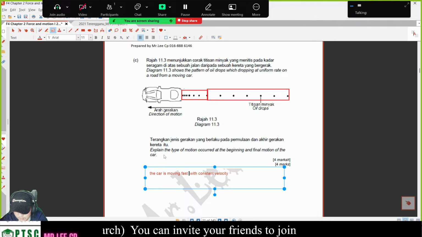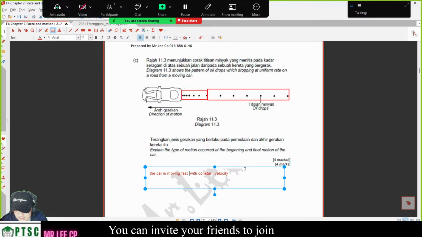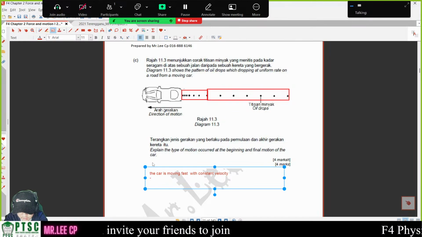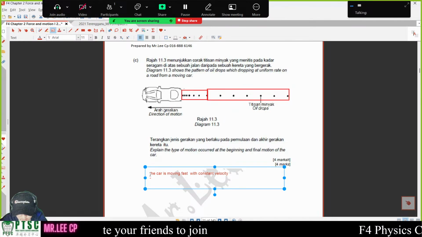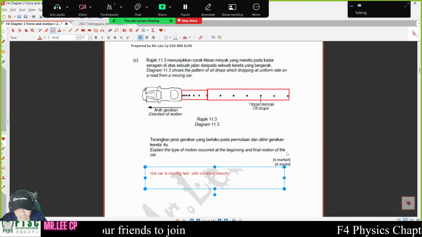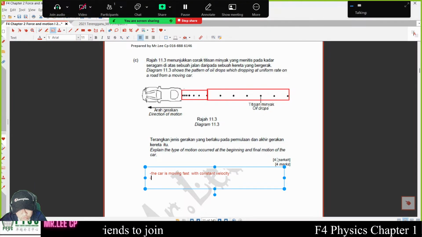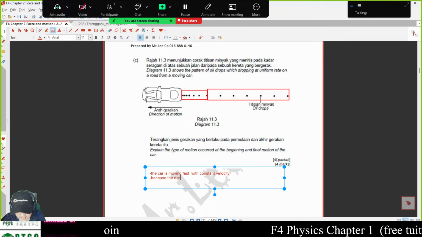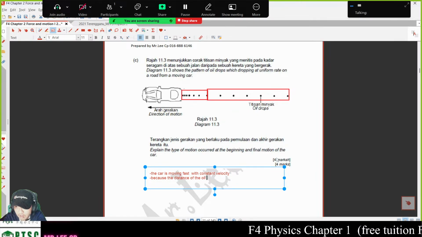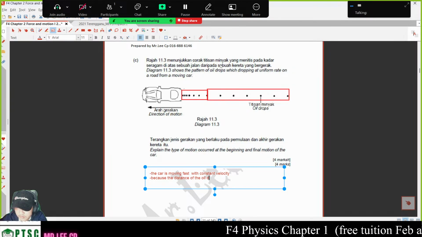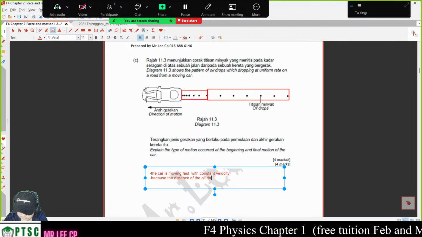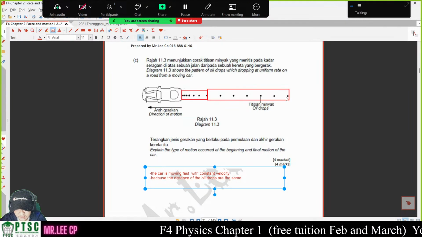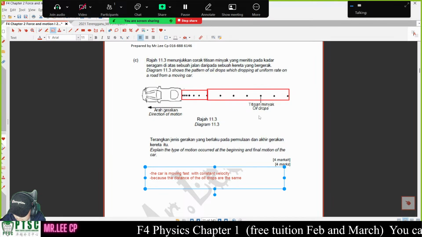the final motion of the car, it is here, deceleration. Right? So you need to explain. Why do you say the car is moving with constant velocity? Explain, because this one is 4 marks. You need to know the number of marks, where a mark is located. So because the distances of the oil drops are the same, right? All the distances of the oil drops are the same, right?